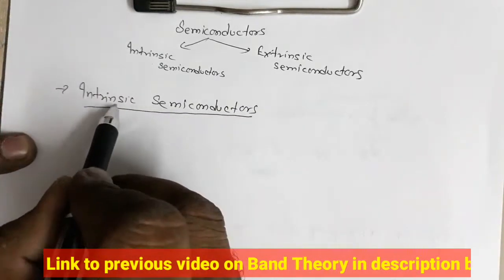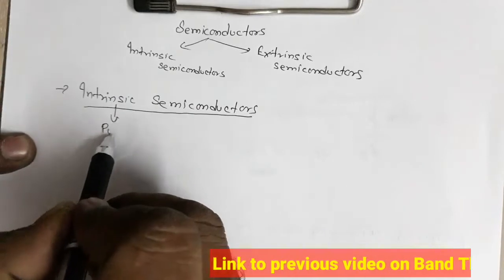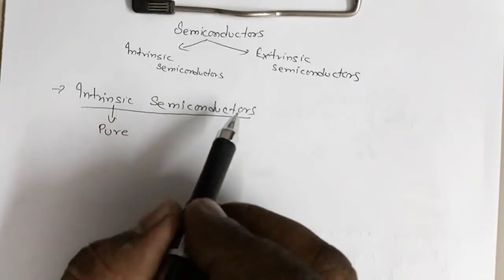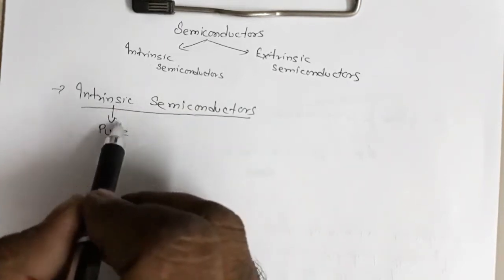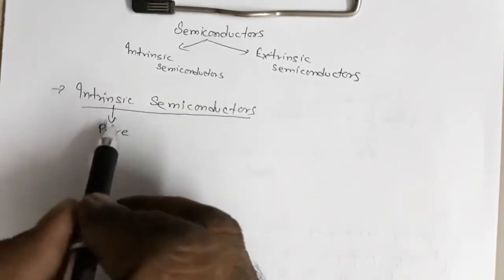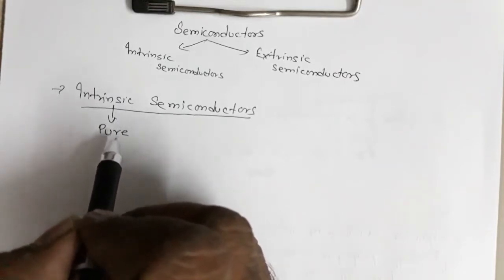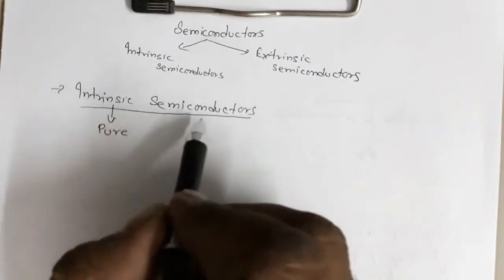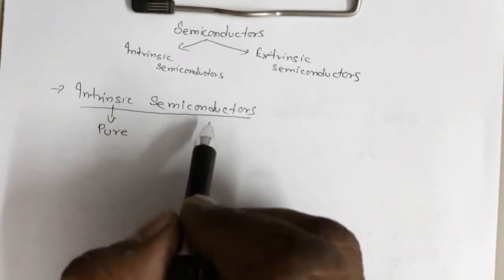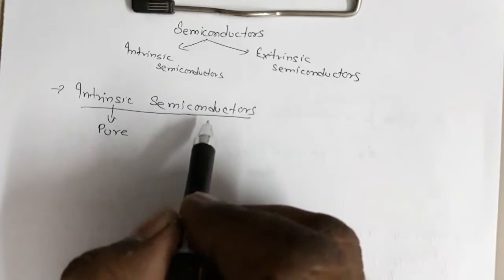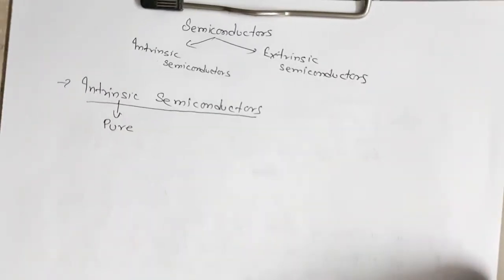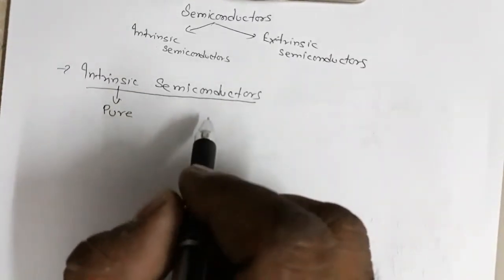Now intrinsic means pure, something in its pure form. So intrinsic semiconductor means a semiconductor in its pure form. In the lattice structure of this intrinsic semiconductor, if it is a silicon semiconductor, you will have 100% silicon. If it is a germanium semiconductor, it will be 100% germanium. Now both silicon and germanium are group 4 elements, so they have a valency of 4.